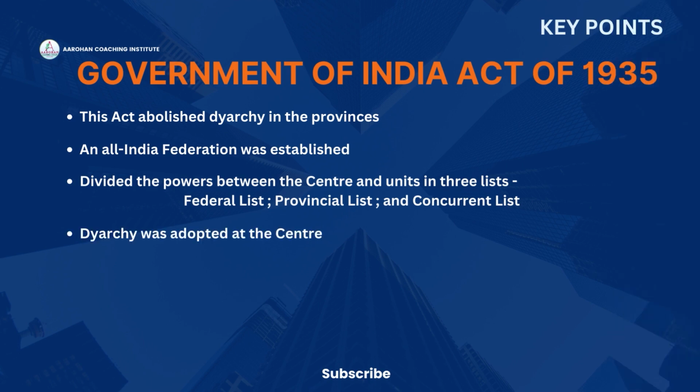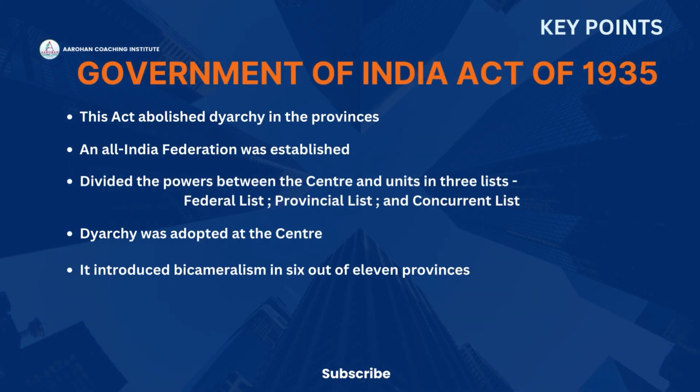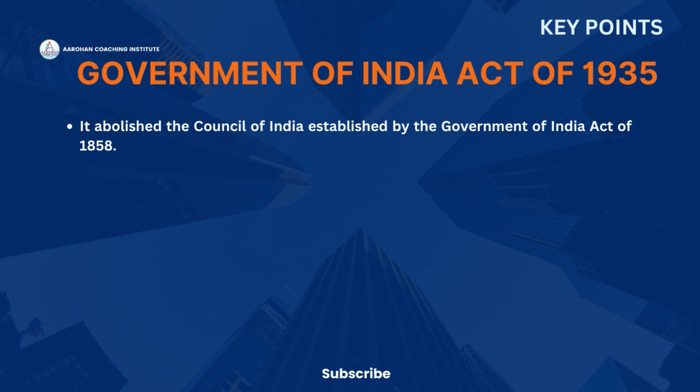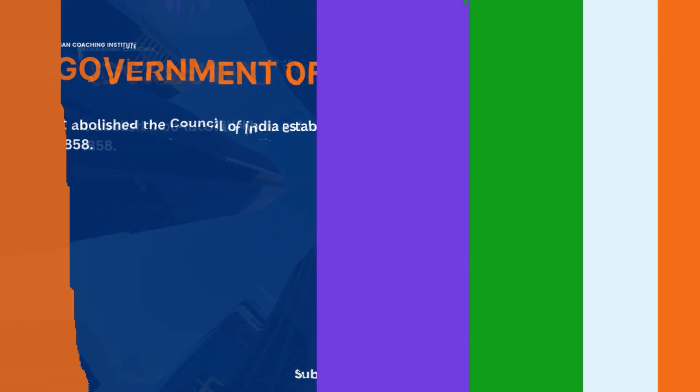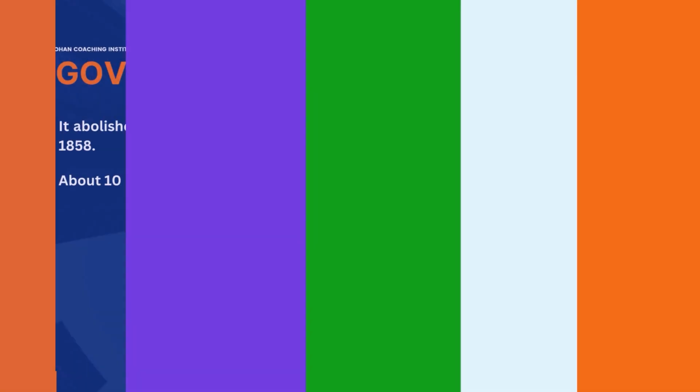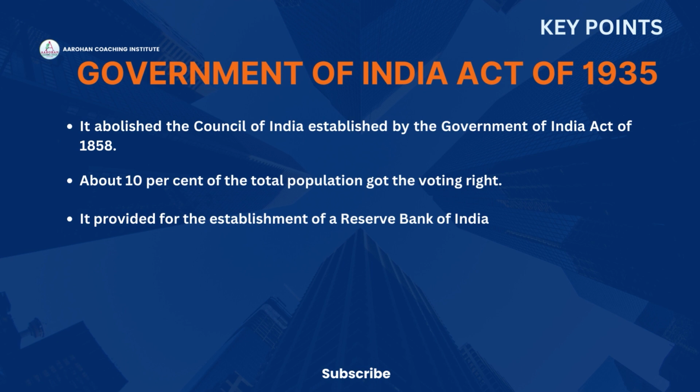It introduced bicameralism in 6 out of 11 provinces. Separate electorates for depressed classes, that is, scheduled castes, and to women and labour were provided. It abolished the Council of India, established by the Government of India Act of 1858. About 10% of the total population got the voting right. It provided for the establishment of a Reserve Bank of India.